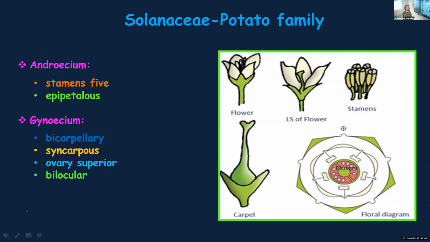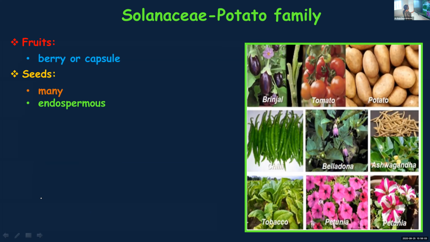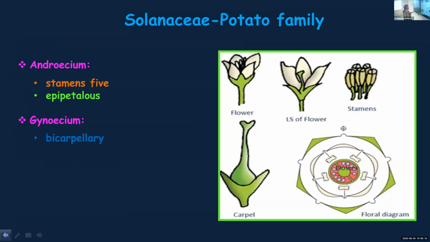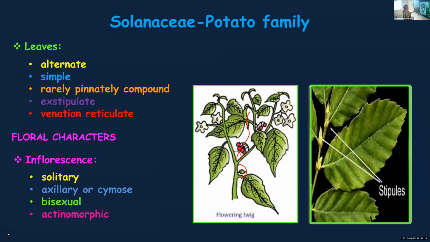Bilocular means the ovary is having two chambers, two locules. Placenta is swollen and it is having many ovules. Now, coming to the fruits, I think we'll not have time to proceed with the fruits. Anyway, let the test be over. We can have it next class. So quickly we will see what all things are covered for your test.